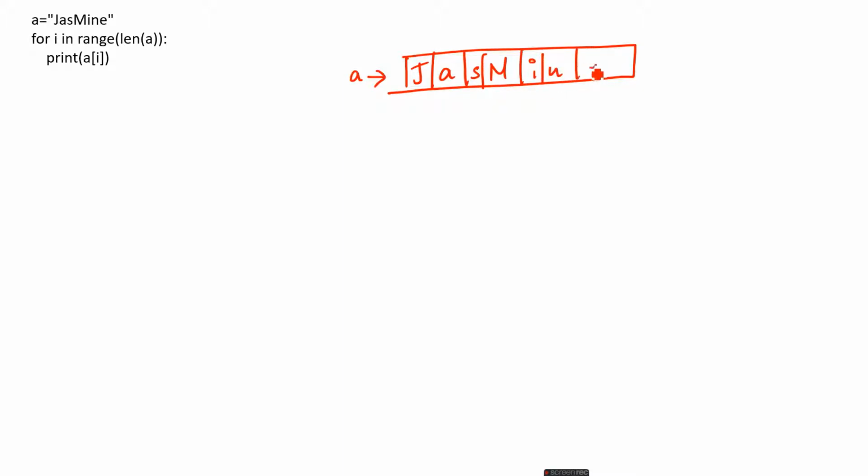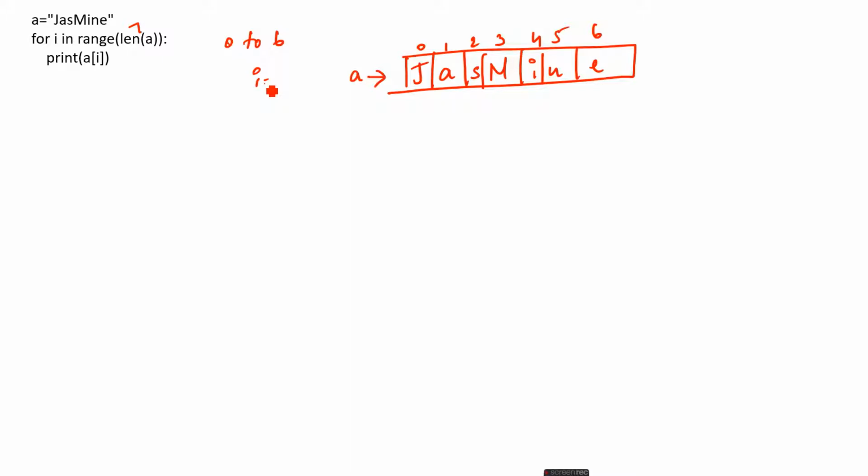Now see the difference in the next question. Same example I have taken. Instead of print I, I have taken print A of I. Now we can see the difference. We have to represent it inside the box, A equal to Jasmine. And we have to give the forward indexing. Now length of A. Length of A is 7. So for I in range, length of A means 7. Range of 7, we will get values from 0 to 6.